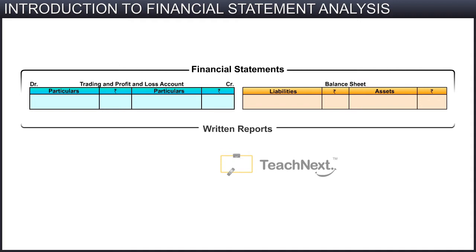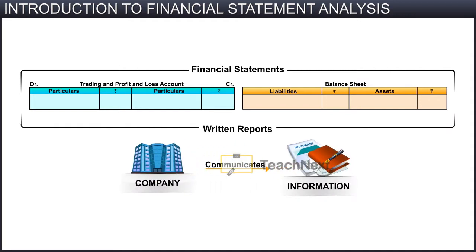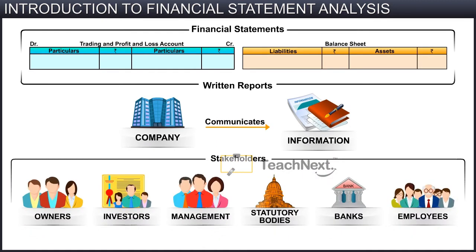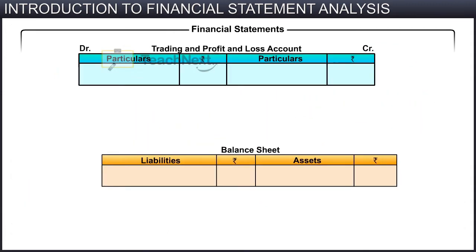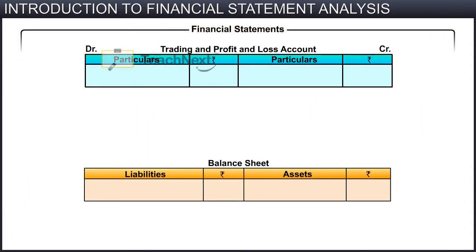Financial statements are the written reports through which a company communicates financial information to various stakeholders, which enables them to make sound economic decisions. By now, you are aware that the basic financial statements usually include the profit and loss account, or income statement, and balance sheet, or position statement.